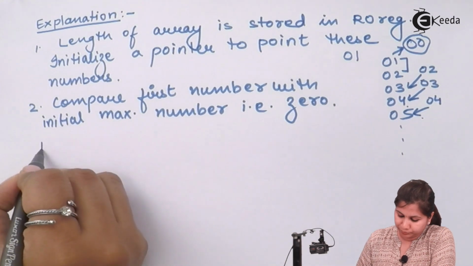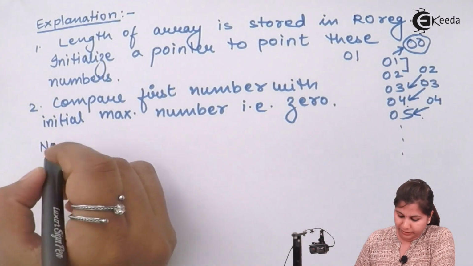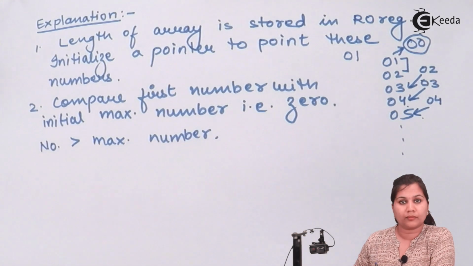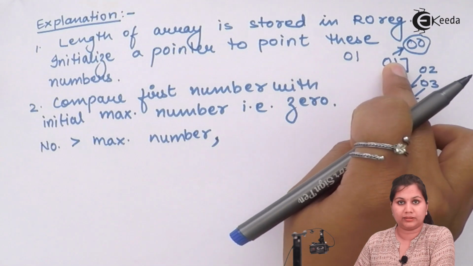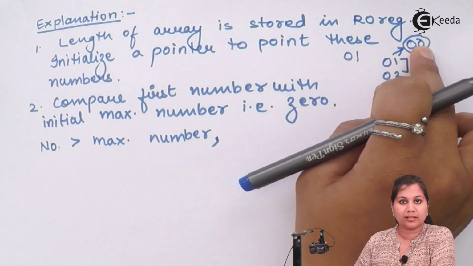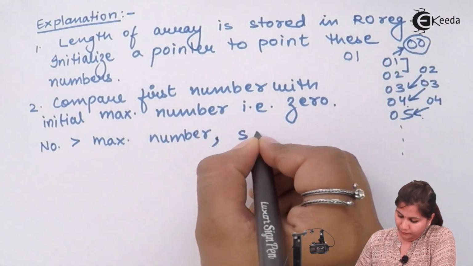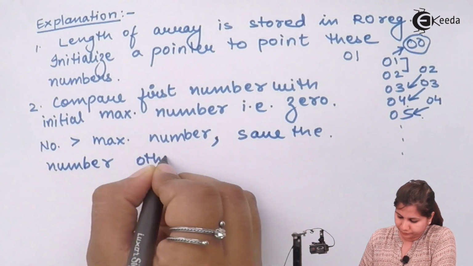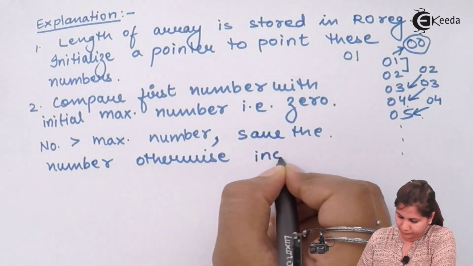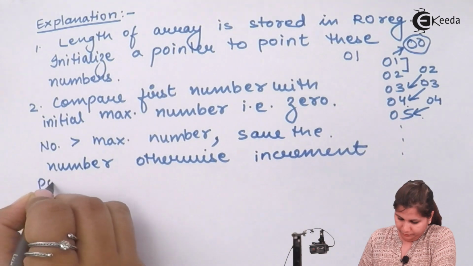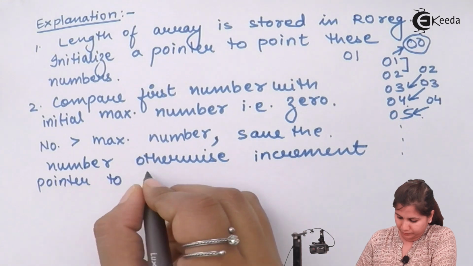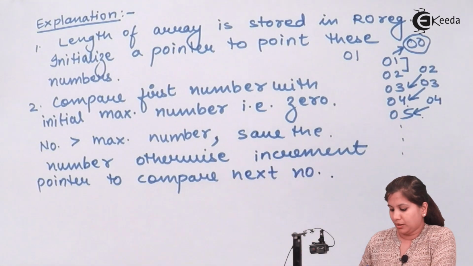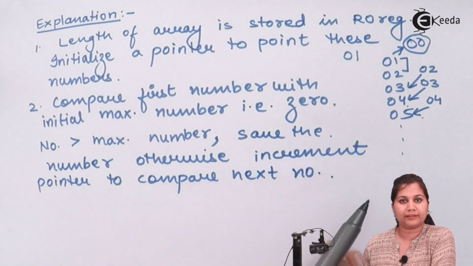If the first number is greater than the maximum number, suppose we find that this 01, the first number, is greater than the initial maximum number, then save this number. Otherwise, increment the pointer to compare the next number.